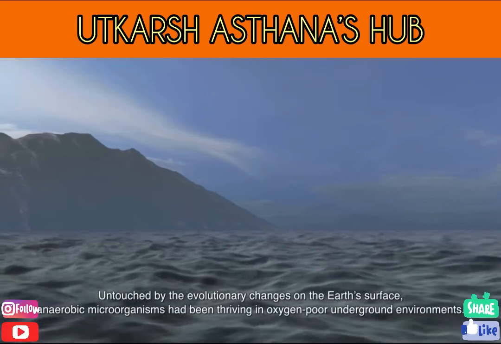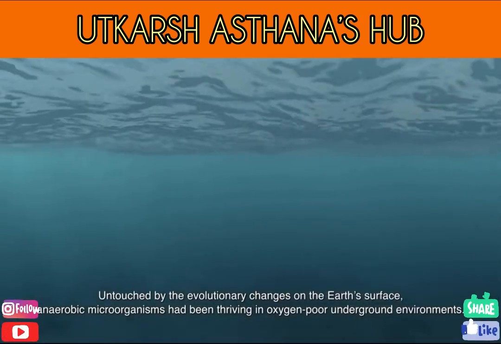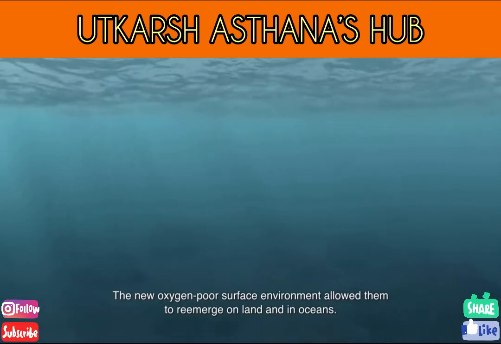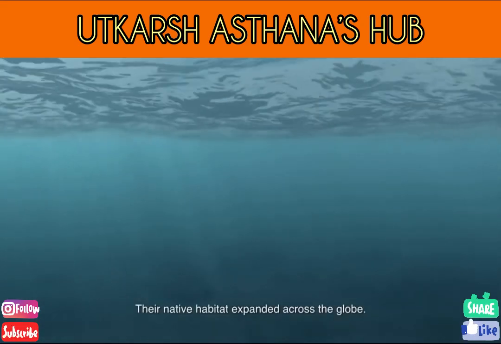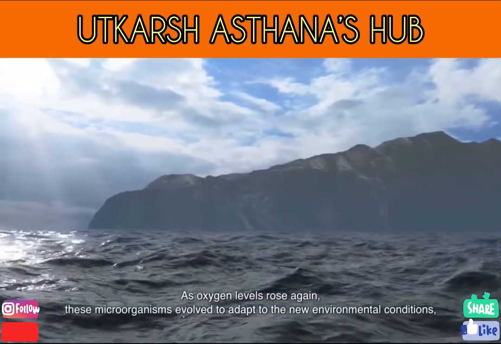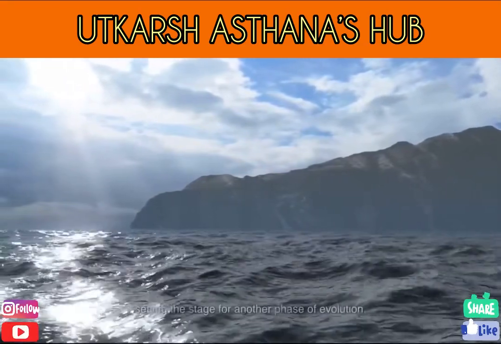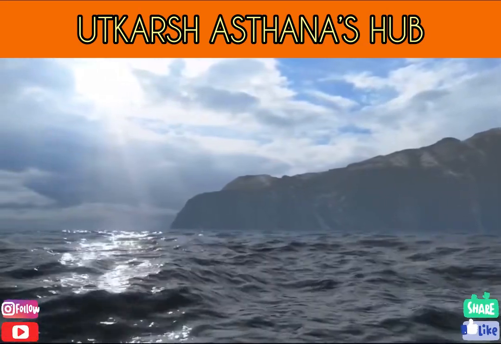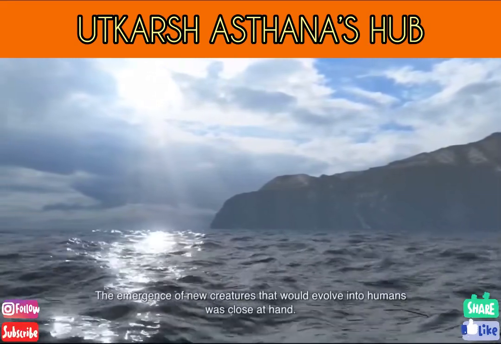Untouched by the evolutionary changes on the Earth's surface, anaerobic microorganisms had been thriving in oxygen-poor underground environments. The new oxygen-poor surface environment allowed them to re-emerge on land and in oceans. Their native habitat expanded across the globe. As oxygen levels rose again, these microorganisms evolved to adapt to the new environmental conditions, setting the stage for another phase of evolution. The emergence of new creatures that would evolve into humans was close at hand.